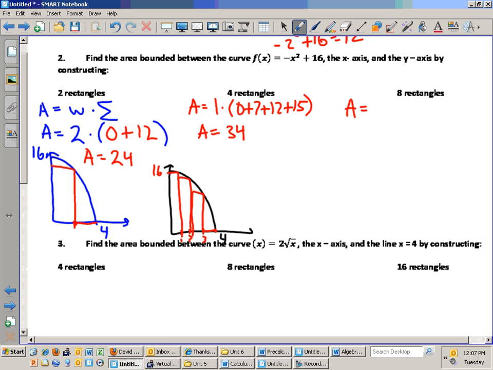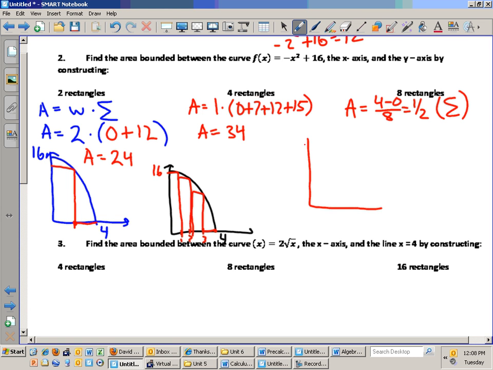Area is equal to, the first thing I have to define is my width. 8 rectangles over 4 increments. What's the width? 1/2. 4 minus 0 is our interval, divided by the number of rectangles is 1/2. So times, again, the sum. In order to find the sum, I have to be able to evaluate all these pieces.